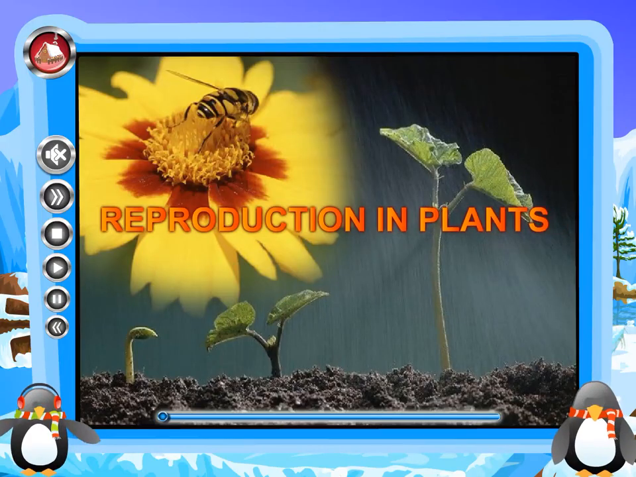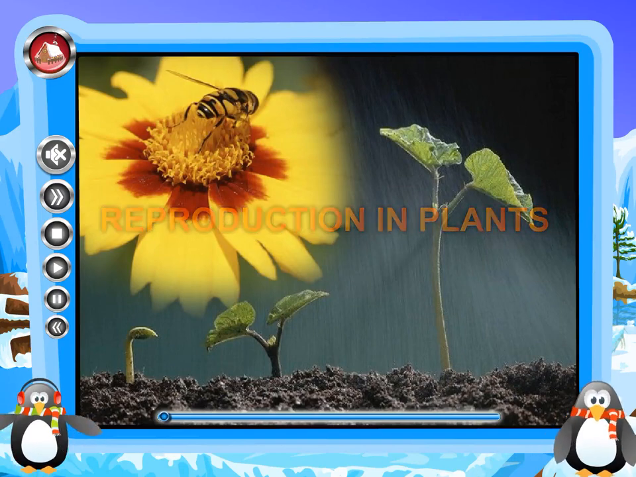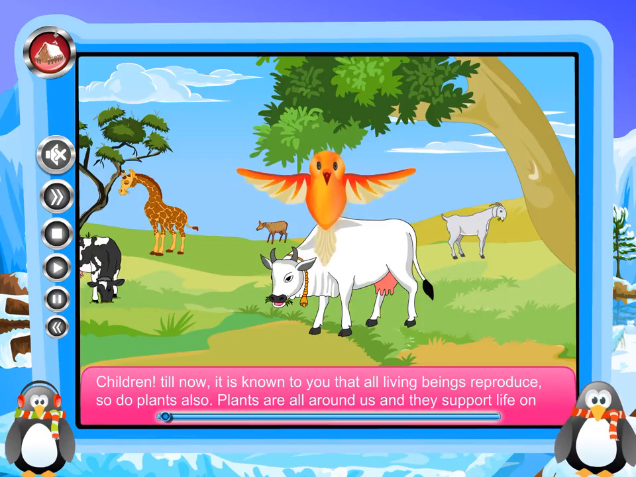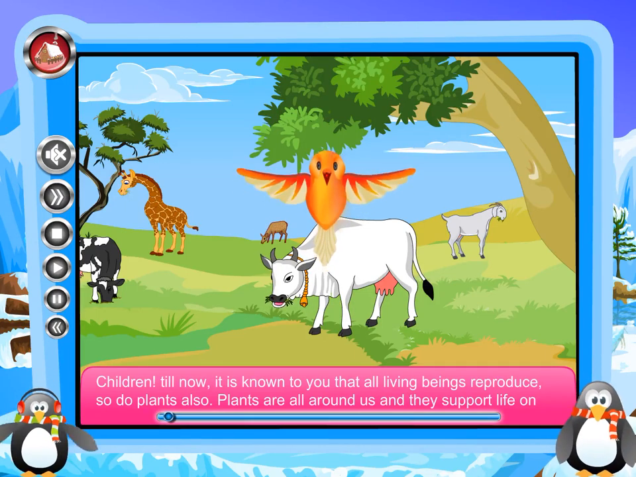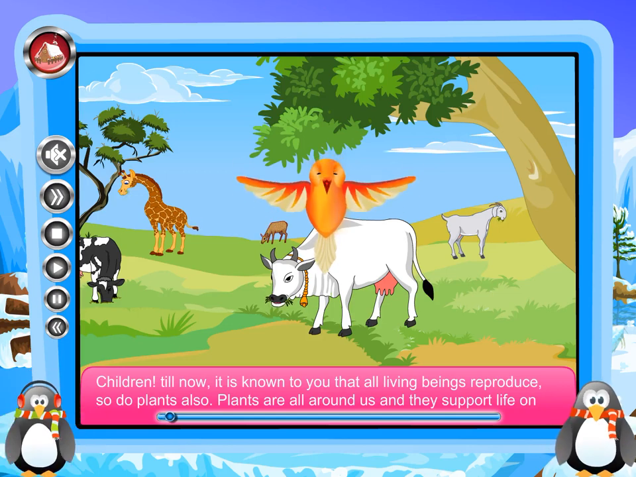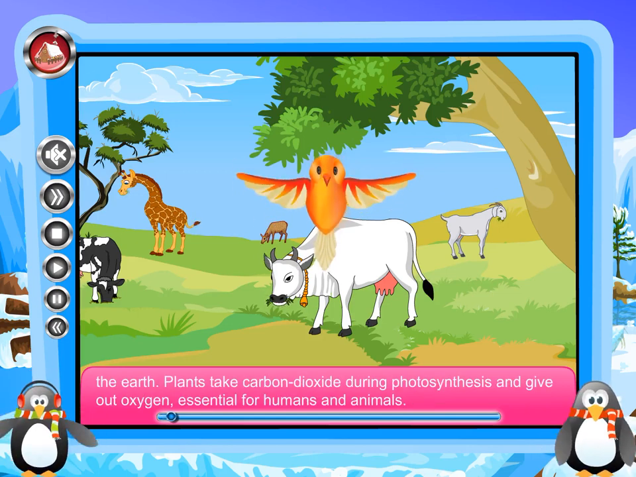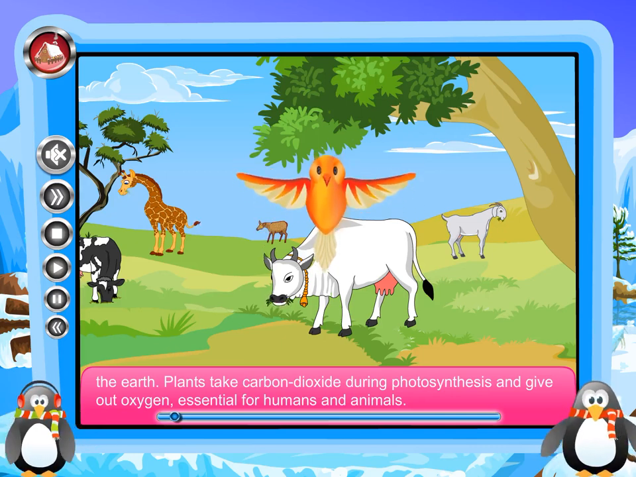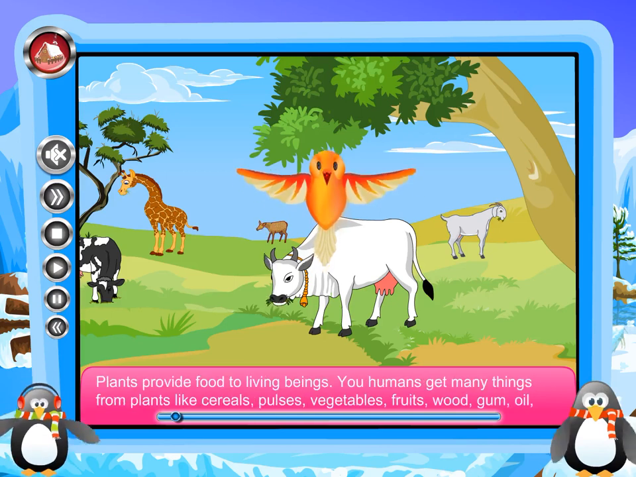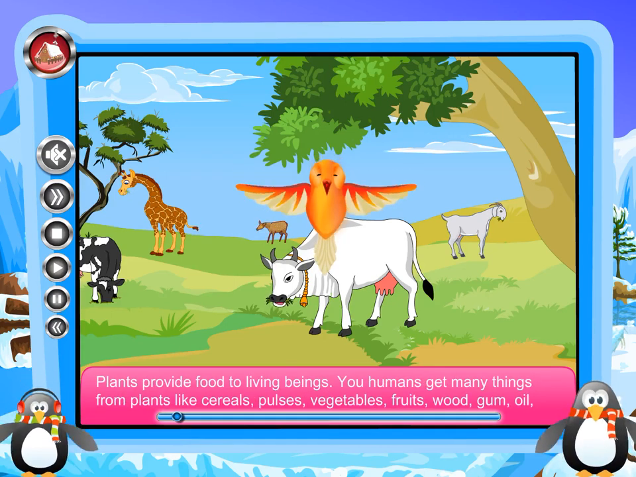Chapter 1. Reproduction in Plants. Children, till now it is known to you that all living beings reproduce. So do plants also. Plants are all around us and they support life on the earth. Plants take carbon dioxide during photosynthesis and give out oxygen, essential for humans and animals. Plants provide food to living beings.